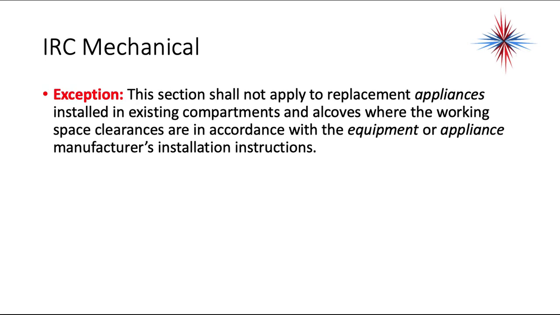Okay, now there is an exception. This section shall not apply to replacement appliances installed in existing compartments and alcoves where the working space clearances are in accordance with the equipment or appliance manufacturer installation instructions. In other words, if you're replacing an existing furnace in a closet or alcove, if the manufacturer says you only have to have a 1-inch clearance and that's all that's available, it can go with the manufacturer installation instructions.